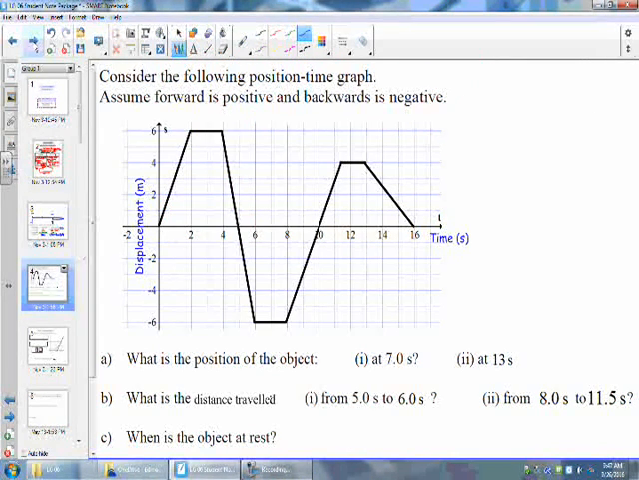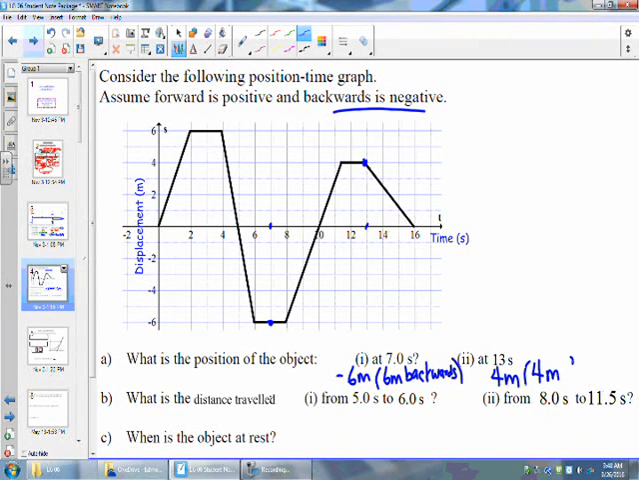Consider the following position-time graph. Assume forward is positive and backwards is negative. What is the position of the object at 7 seconds? Well, here's our 7 seconds. So we're down here. Now that's -6. But what does that mean? Well, backwards is negative. So that means that we're 6 meters backwards. At 13 seconds here, well, that's +4 meters, which basically means 4 meters forward.